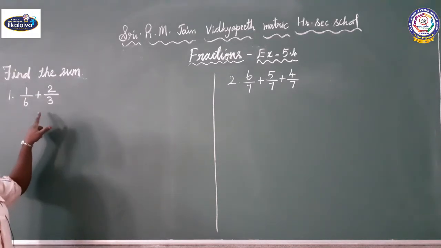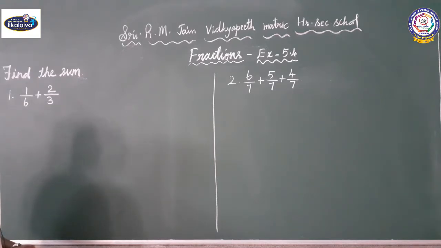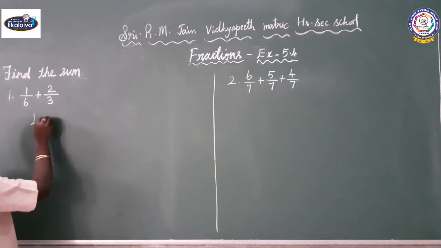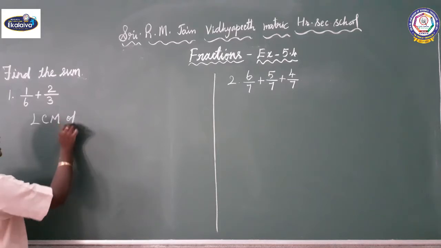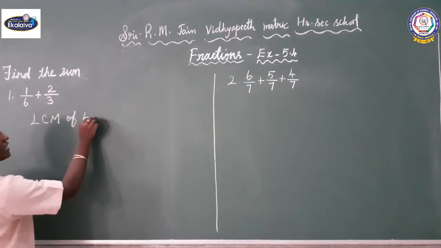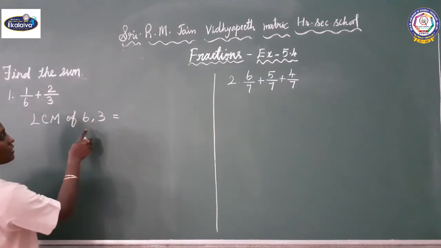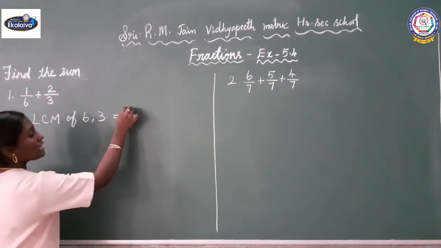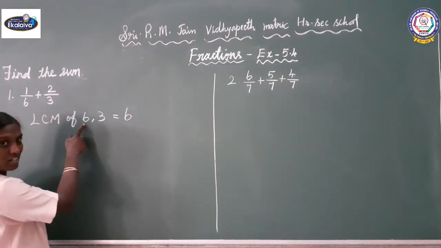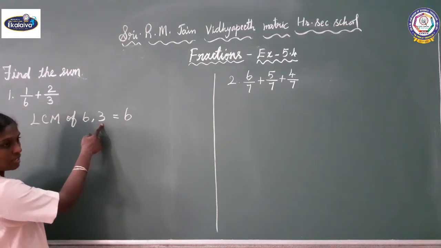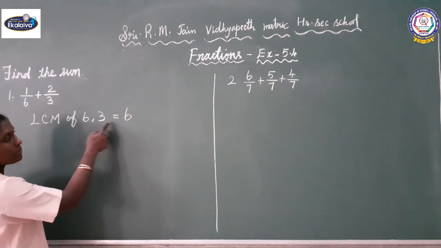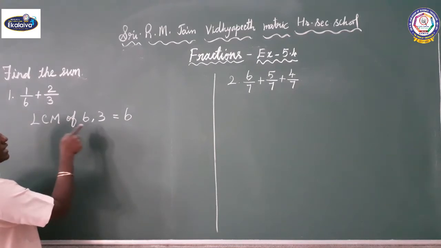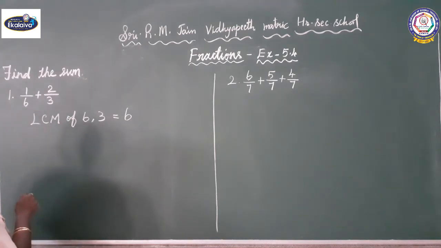First we have to convert the unlike fractions into like fractions. For that we have to find the LCM of the denominator numbers 6 and 3. Here 6 is the multiple of 3. So 6 is the LCM. If the greater number is the multiple of the smaller number, we can take the greater number as LCM. So LCM of 6 and 3 is 6.